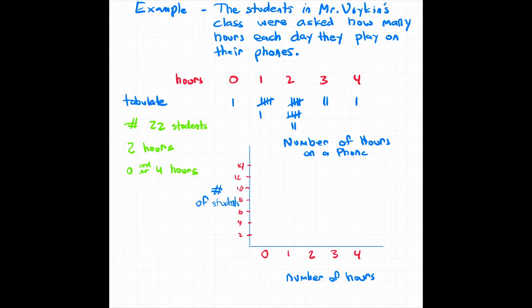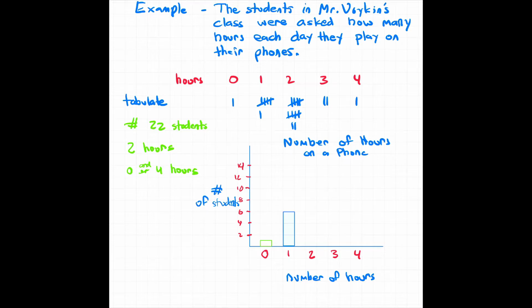So let's take a look at 0. For 0 hours, there was only 1 student. Now we can't go all the way up to the line, so we're just going to go halfway, right there. So there is 1 student that played on their phone for 0 hours. Now for 1 hour, we had 6 students, and quite often we'll change to another color. So 6 students would be up to this point right here. And 2 hours was 12 students.